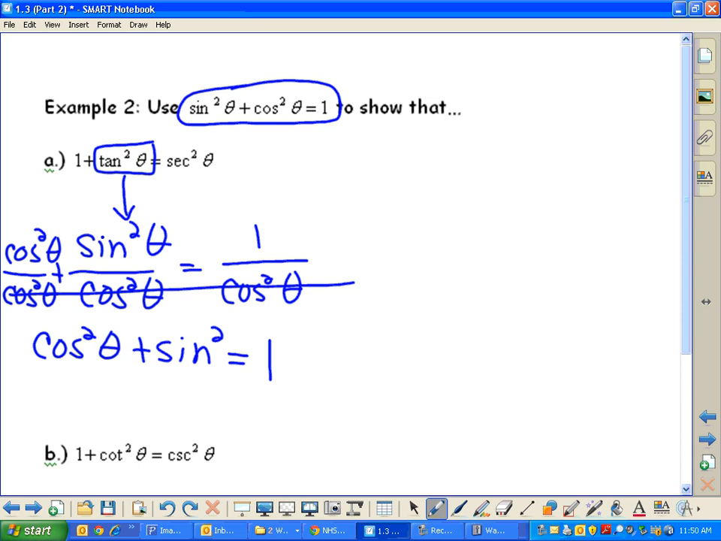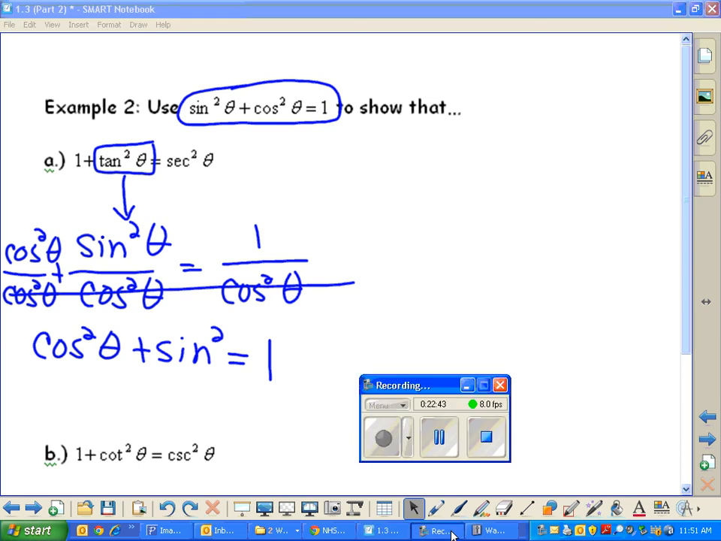Okay. All right, now you're going to try to do the same thing with part B. You need to relate this Pythagorean identity back to the grand poobah, I say, of Pythagorean identities. I want you to take a minute to see if you could relate 1 plus cotangent squared theta equals cosecant squared theta back to sine squared theta plus cosine squared theta equals 1. So you try to do what I do.